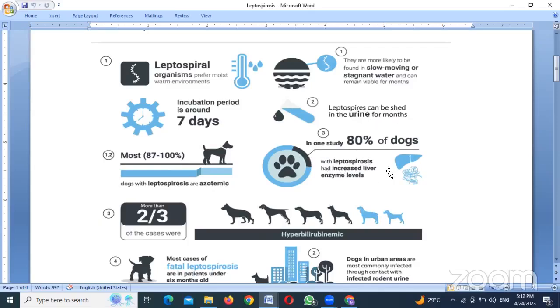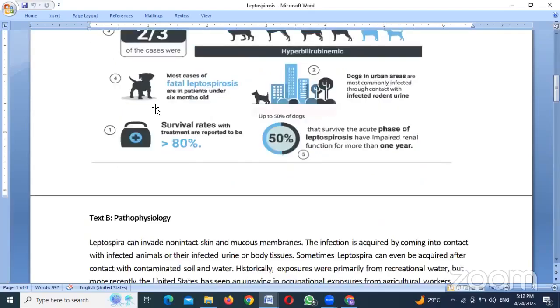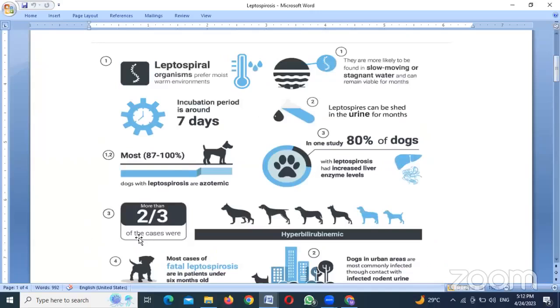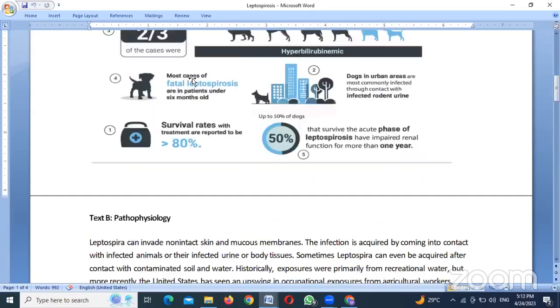So the effect on liver here. Here is the dog, so affecting dogs. The cases were hyperbilirubinemia. Here is fatal leptospirosis, what the survival rates can be, and dogs in urban areas, and here is the phase of leptospirosis, 1 year.